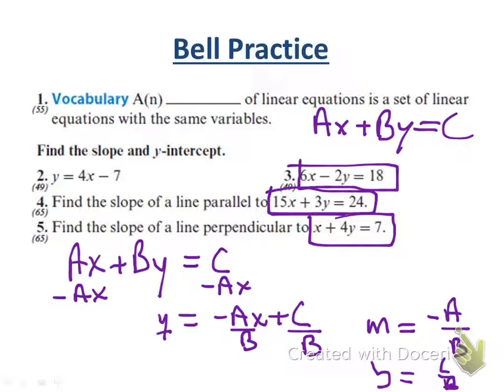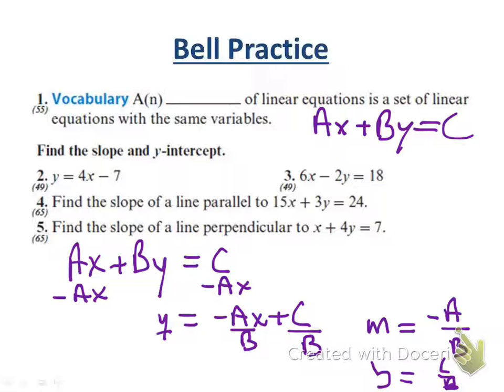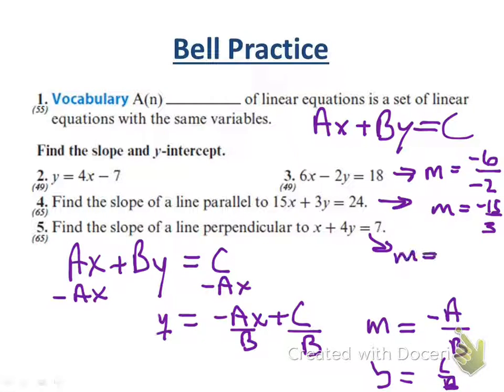All right, so let's go back up here and look at these things. Now, these aren't all technically in standard form because they have some reducing to do, but this works. If we look at this one, the slope is the opposite of A over B. That's positive 3. Right? The second one here, this slope is the opposite of 15 over 3. That's -5. What's the slope of this one? Opposite of 1 over 4.